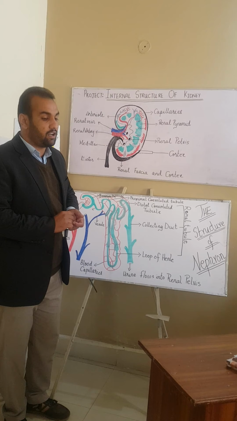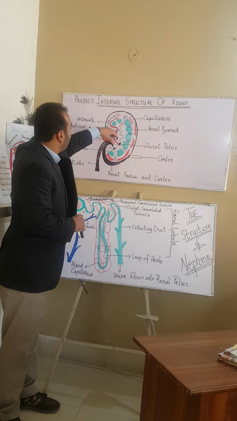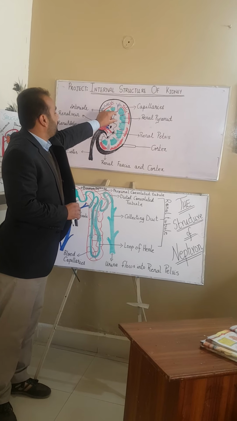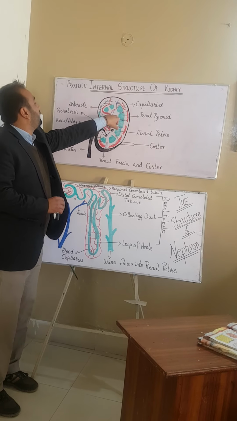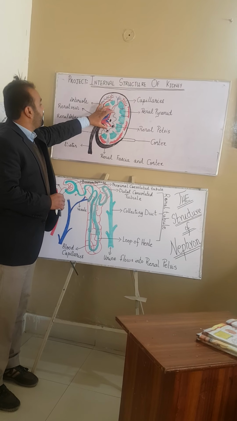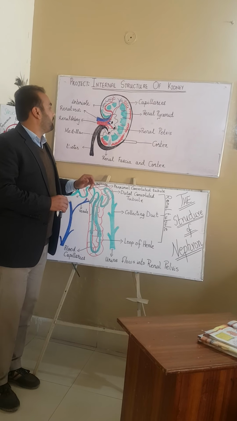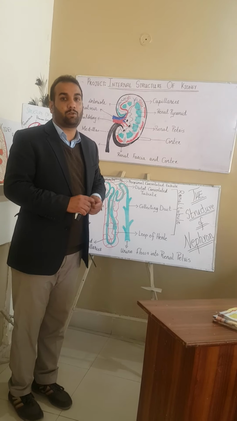The outer region is called the outer cortex, and the inner region is called the inner medulla. In the medulla, triangular-like structures are present. These triangular-like structures are called the renal pyramids. Here, at the base of the renal pyramids, a cavity is present. This cavity is called the renal pelvis. Renal pelvis is the area where the urine is stored for some time and transported towards the urinary bladder through a ureter. Okay.